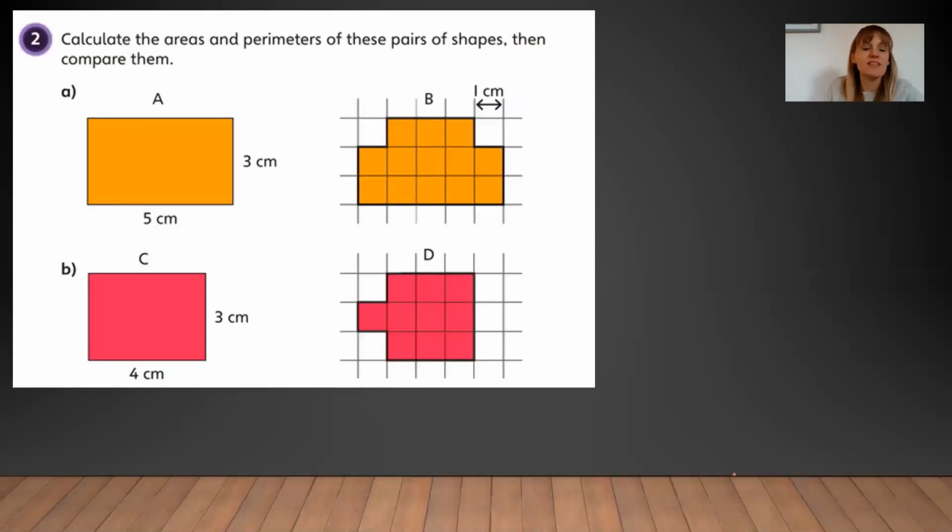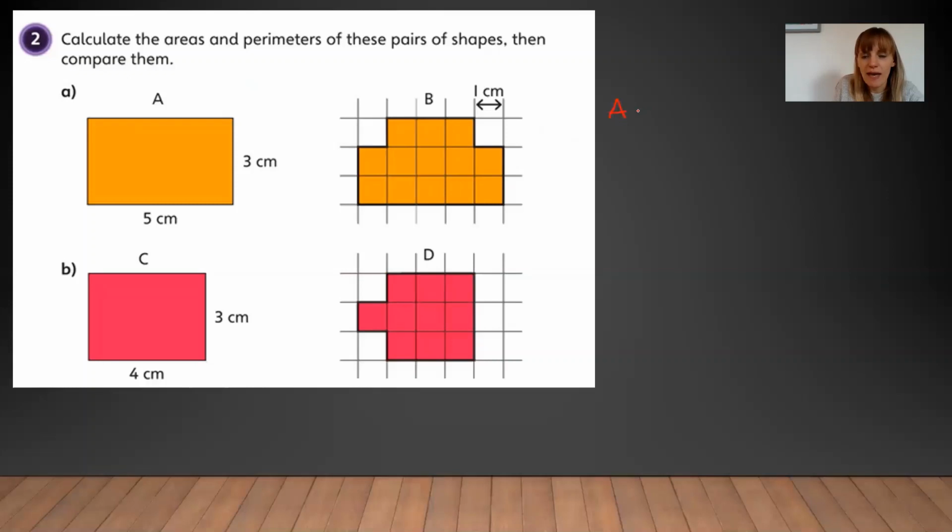Okay, let's have a look at this next thing together. Now it says calculate the areas and perimeters of these pairs of shapes and then compare them. So maybe you should pause the video and go and have a look, see what you think and come back. All right, so let's have a look then. I'm going to write over here so it's a bit clearer.